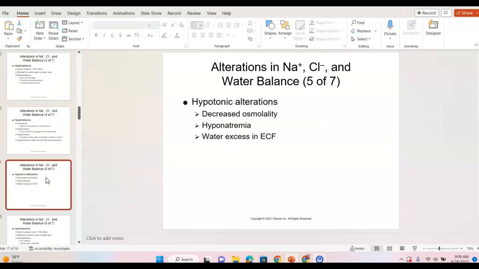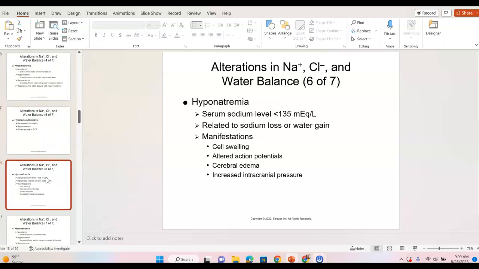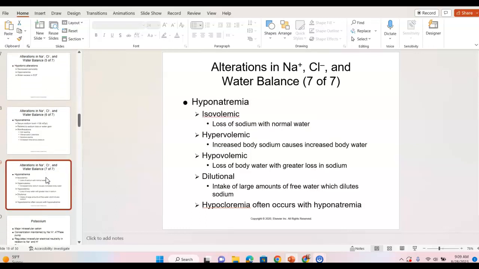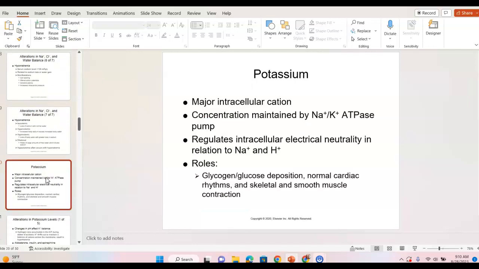Hypotonic alterations can either be too little solute or too much fluid. Generally, it's going to be too much fluid. Hyponatremia, I'll let you review that on your own. And you can see here they repeat that hypervolemia, hypovolemia. And hypochloremia occurs with hyponatremia. So know its signs and symptoms and what those imbalances are.